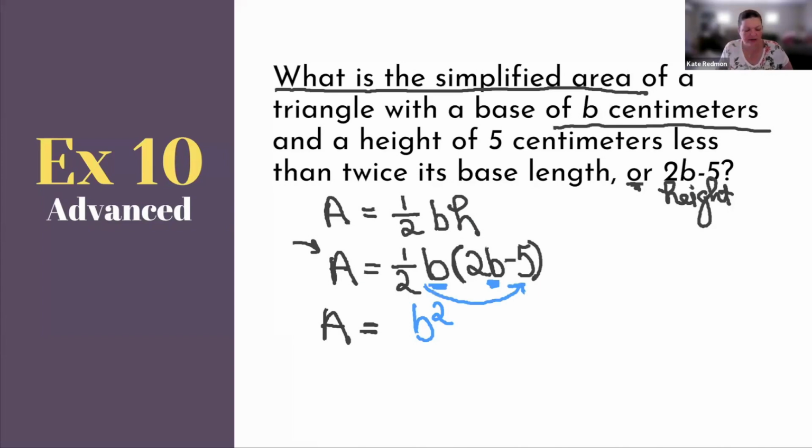Now, I passed out the 1/2 b to the 2b. Now it's time to pass it out to the -5. So you can do that one in your calculator if you'd like. But 1/2 times -5 is -5 halves. And then I wasn't just multiplying with 1/2, I was multiplying with 1/2 b. So I get -5 halves b. And now I cannot do anything else.